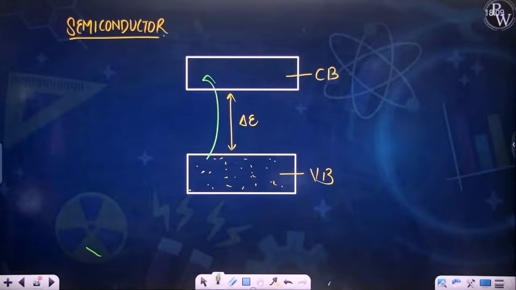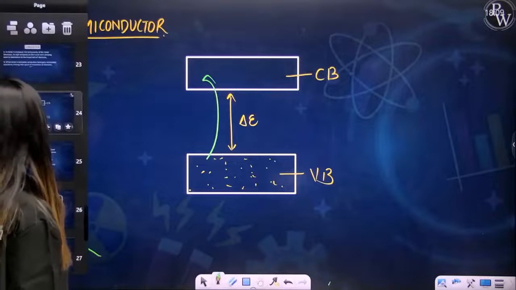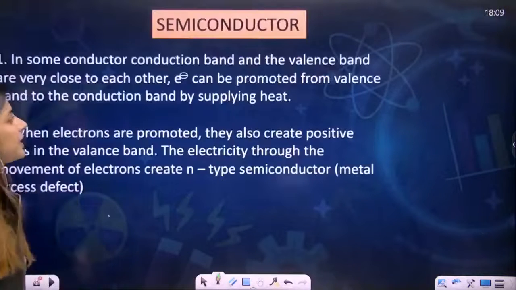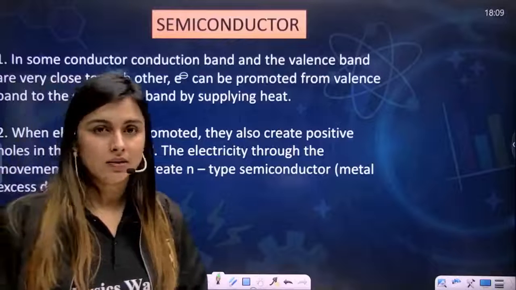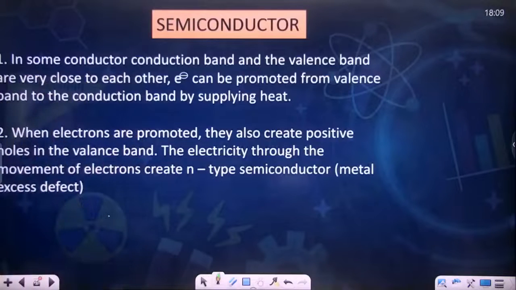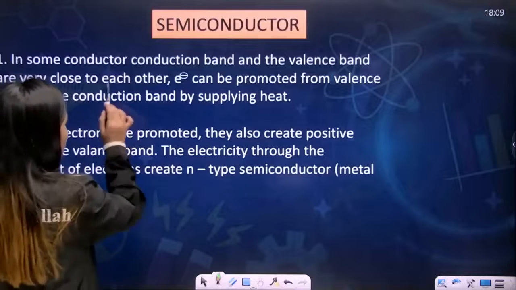I hope you've drawn it. Now, let's read a few points about semiconductors. In some conductors, the conduction band and the valence band are very close to each other. They are close to each other.